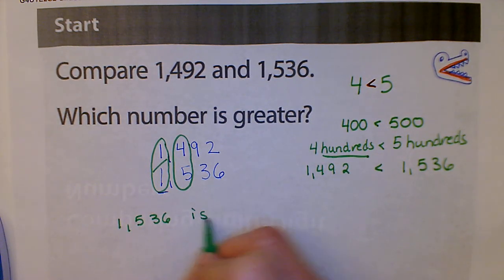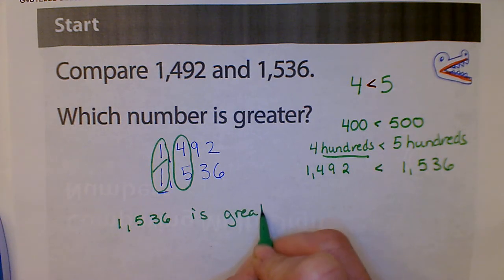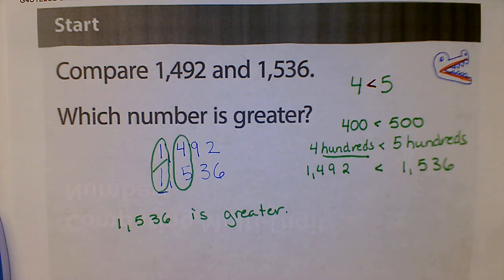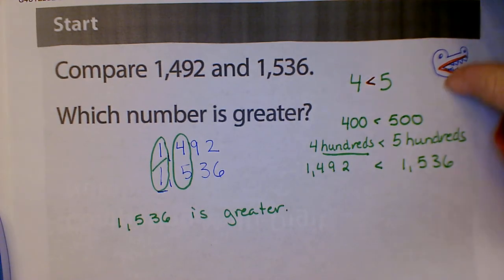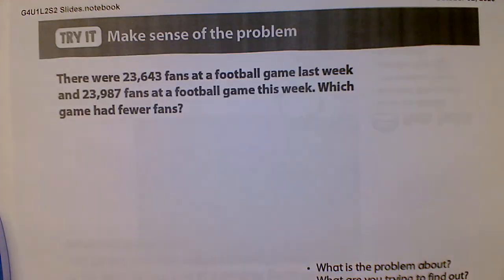1,536 is greater. Now for this problem, they did not ask us to explain. We're done. We're good. In other problems, they're going to ask us to explain a little bit more information. All right, so let's go ahead. And I believe the way these are is that they flip.